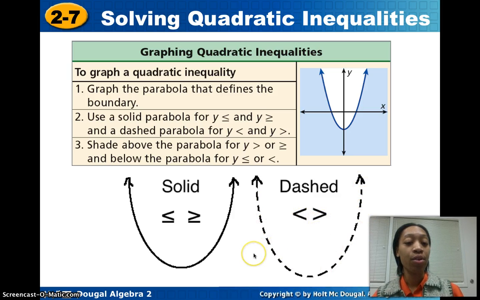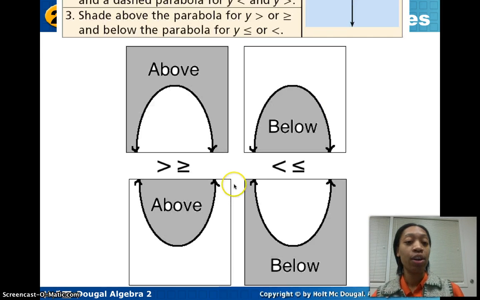All right, and then the third step is to shade. So you're going to shade above the parabola for y is greater than or y is greater than or equal to, and you're going to shade below the parabola for y is less than or y is less than or equal to. And I've put a couple pictures here. Here you can see above the parabola if the parabola is facing downward, and above the parabola is on the inside if the parabola is facing upward. So either way, you're going to go either above or below if the inequality is greater than or less than.